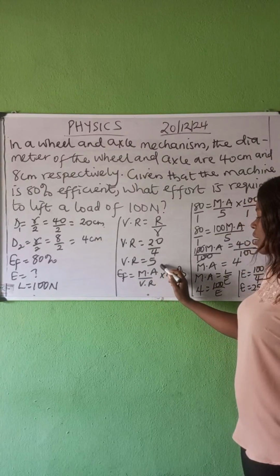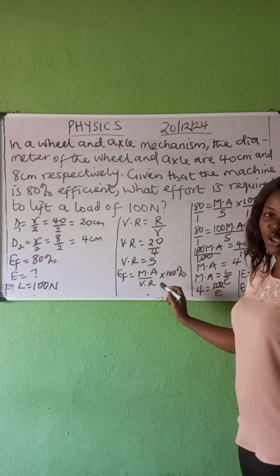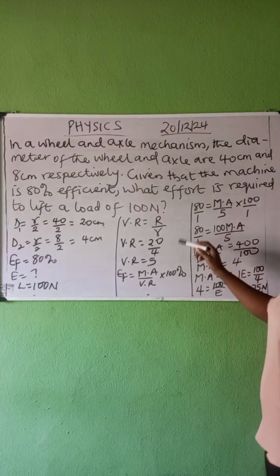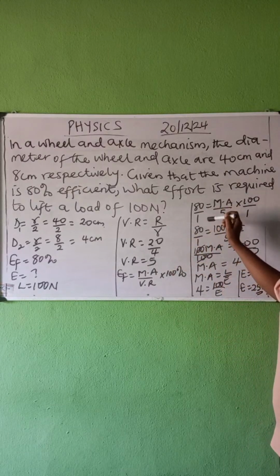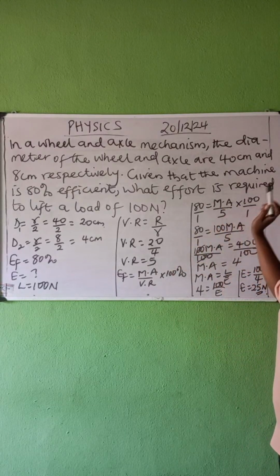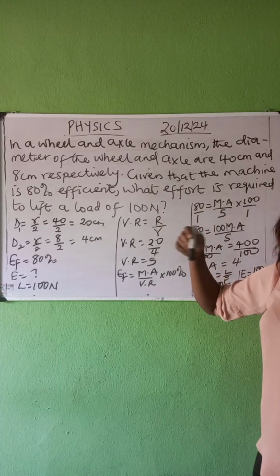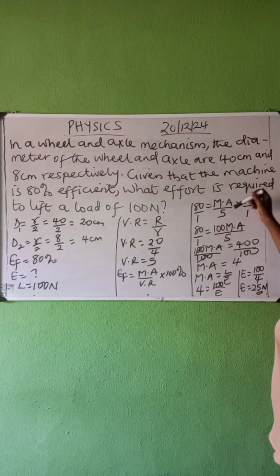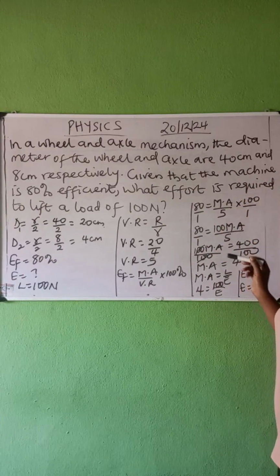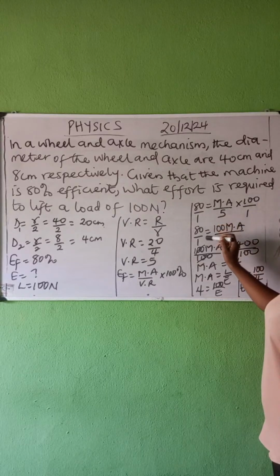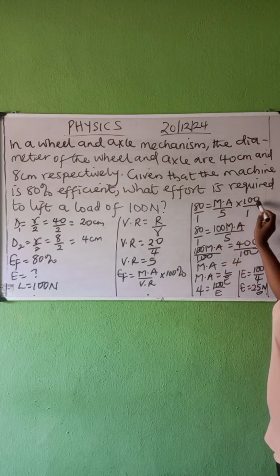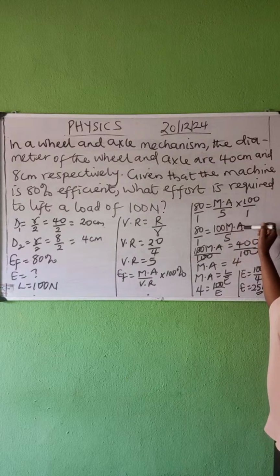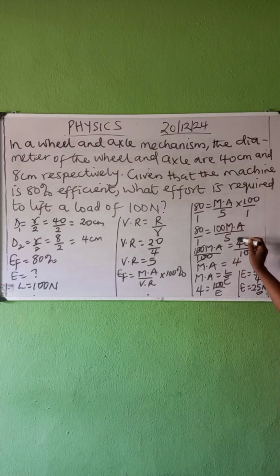Now, relating this to get our mechanical advantage, efficiency is equal to MA over VR multiplied by 100%. Now, we have the efficiency is equal to 80 over 1. I can't look for my effort without looking for my MA, which is mechanical advantage. That is MA over 5 multiplied by 100 over 1. So 80 over 1 is equal to 100 MA over 5. Alright? So we do cross multiply.